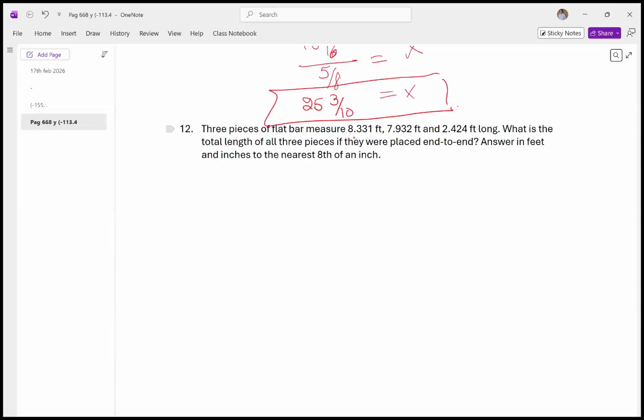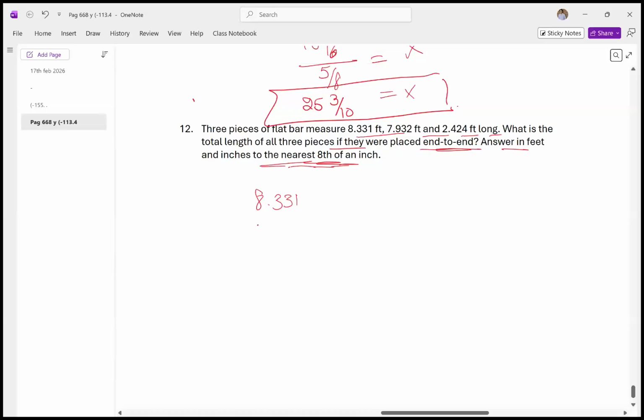Three pieces of flat bar measure this long. What is the total length of the pieces if these pieces were placed end to end? Write the answer in feet and inches to the nearest eighth of an inch. Now, in this question, we just converted everything into feet. That's where we stopped. So in this question, we got 8.333. Let me just sharpen up my pencil.